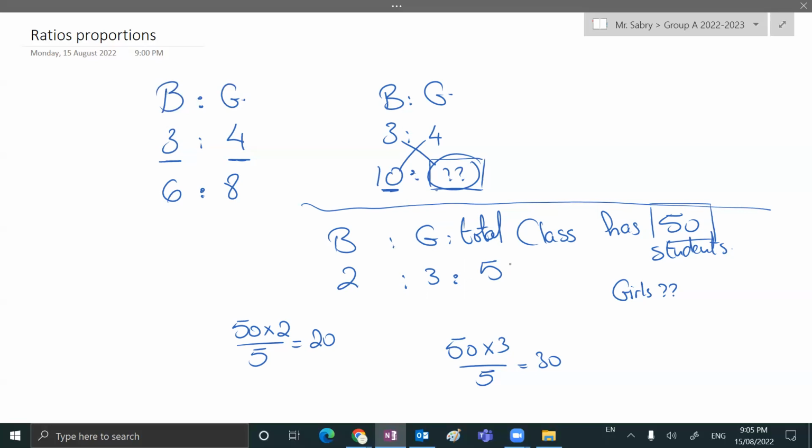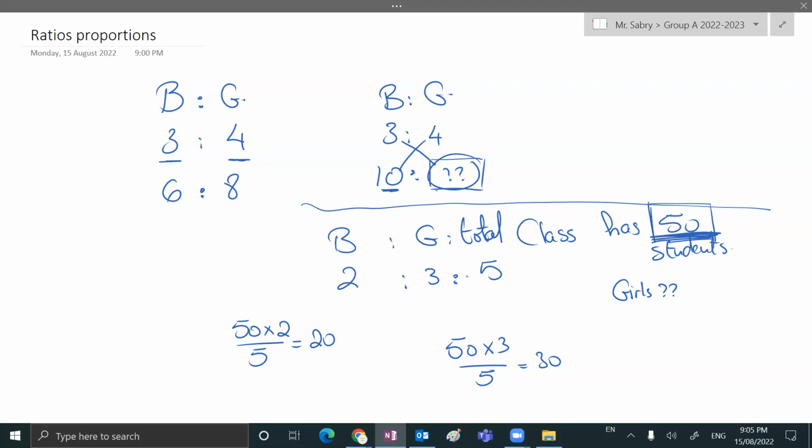Because I'm not given the actual number of girls or the actual number of boys. I'm only given the actual total, correct? Yes. So I needed a new ratio that has the total in it. So I created a new column for the total. So now instead of just 2 and 3 as ratios, there is a total for the ratio which is 5, right? Yes.